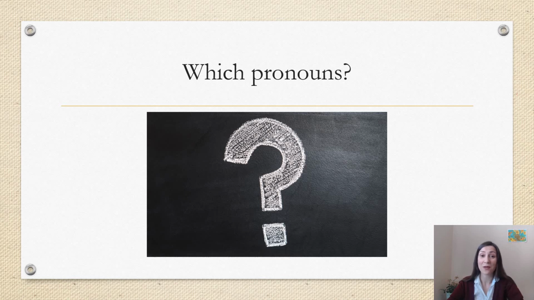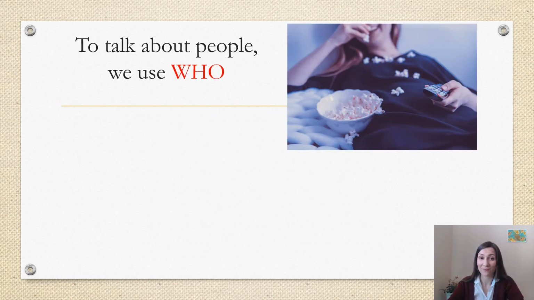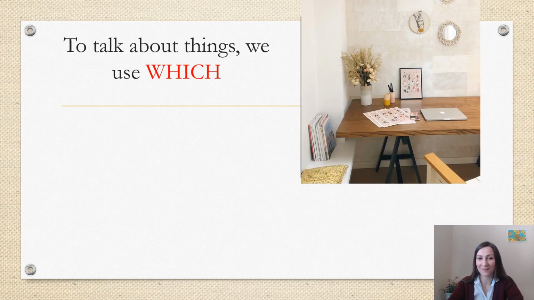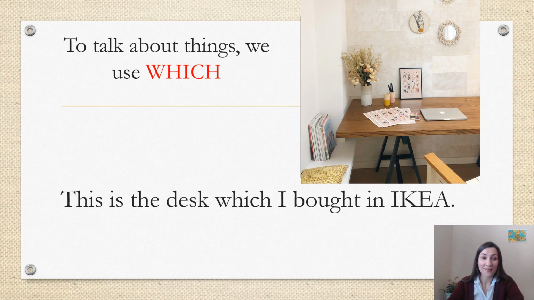Okay, which pronouns do we use? Those little words like which or who that we just saw. Well, the answer depends on what we're trying to say. So, if we're talking about people, we use who. I have a friend who loves watching Netflix. If we're talking about things, we use which. This is a desk which I bought in IKEA.